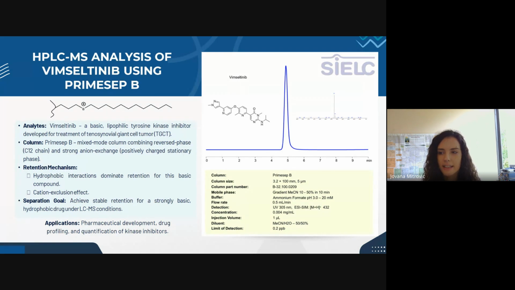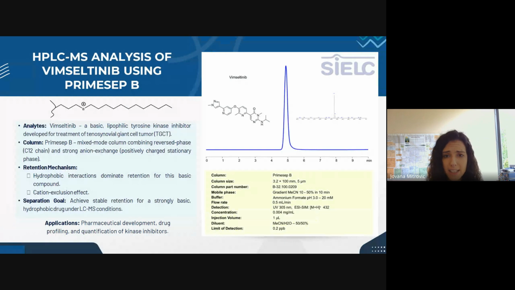Now, let's consider the analysis of vimseltinib, a basic hydrophobic tyrosine kinase inhibitor, which was recently approved by the FDA. On traditional columns, compounds such as these often exhibit poor peak shape due to ionic interaction with residual silanol groups. So this embedded basic group in PrimeSep B provides a cation exclusion effect and helps shield silanols, reducing unwanted secondary interaction. The result is sharp, reproducible peaks, making it well suited for LCMS and drug development workflows.